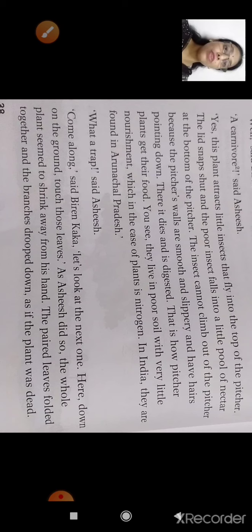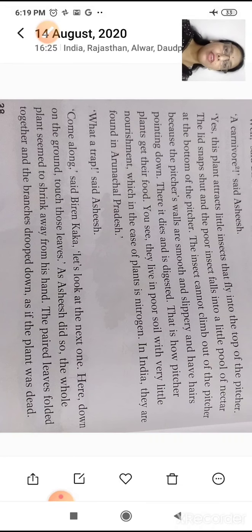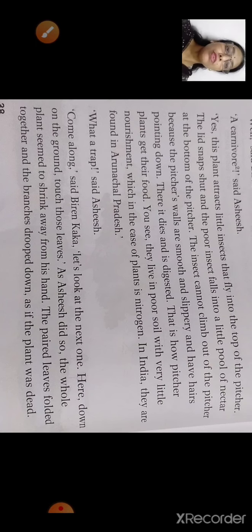Here, down on the ground. Touch those leaves. Now they moved on, then they came to another plant. Biren Kaka asked Ashish to touch the leaves of that plant. As Ashish did so, the whole plant seemed to shrink away.